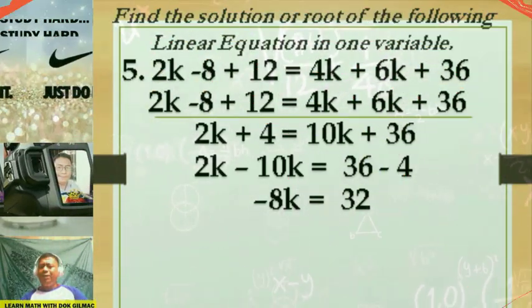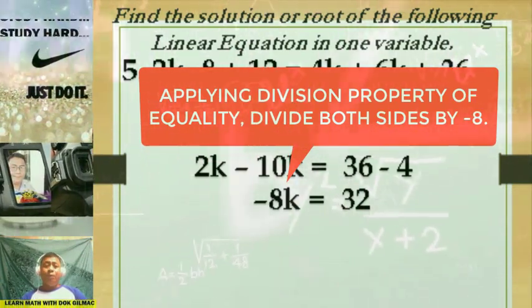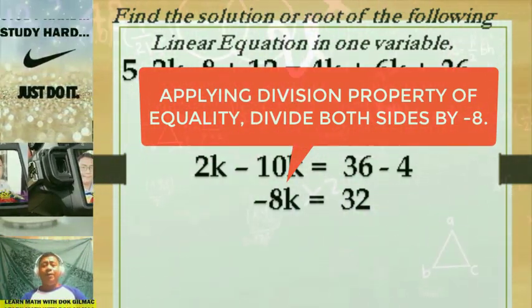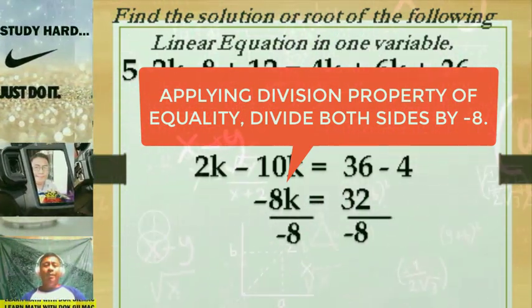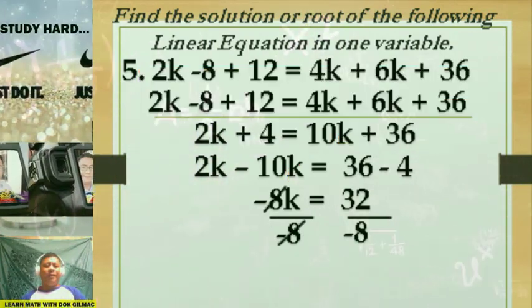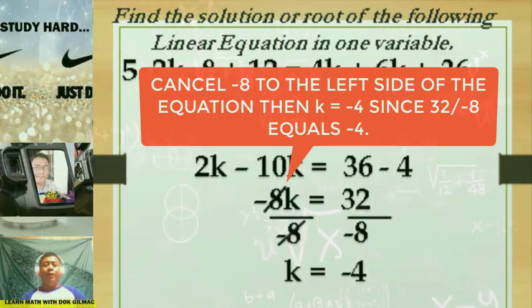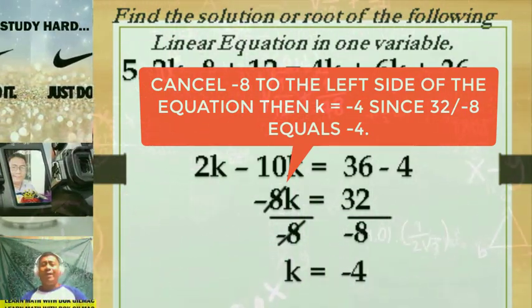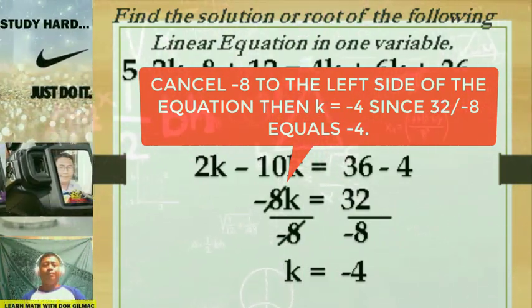Applying the division property of equality, we can just divide both sides of the equation by negative 8. So we can just cancel negative 8 on the left side of the equation. So we have k is equal to negative 4, since 32 divided by negative 8 is equal to negative 4.